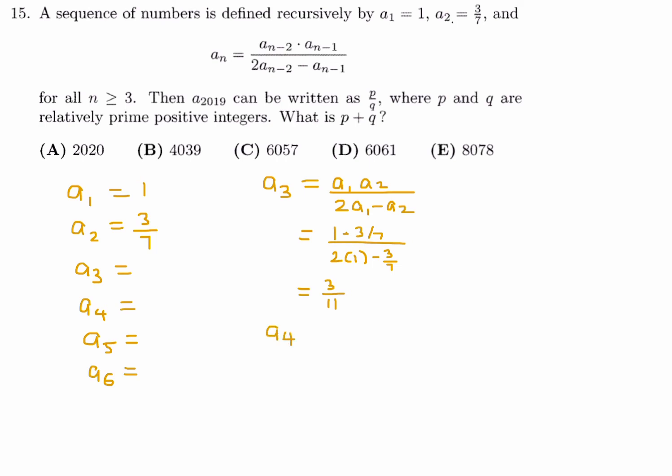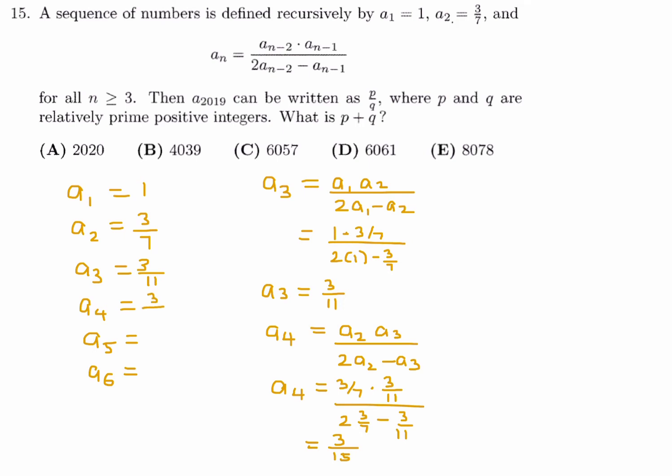Now we move to A4. So A4 would be A2 times A3 over 2 times A2 minus A3. Again, using that formula. So A4 is going to be, let's see here, 3 over 7 times 3 over 11 over 2 times 3 over 7 minus 3 over 11. And when you crunch out the numbers, you will get 3 over 15. I'm going to leave it as 3 over 15. I'm not going to reduce it, for a reason, and that reason will become clear. So let's just keep our tally here, 3 over 11, 3 over 15.